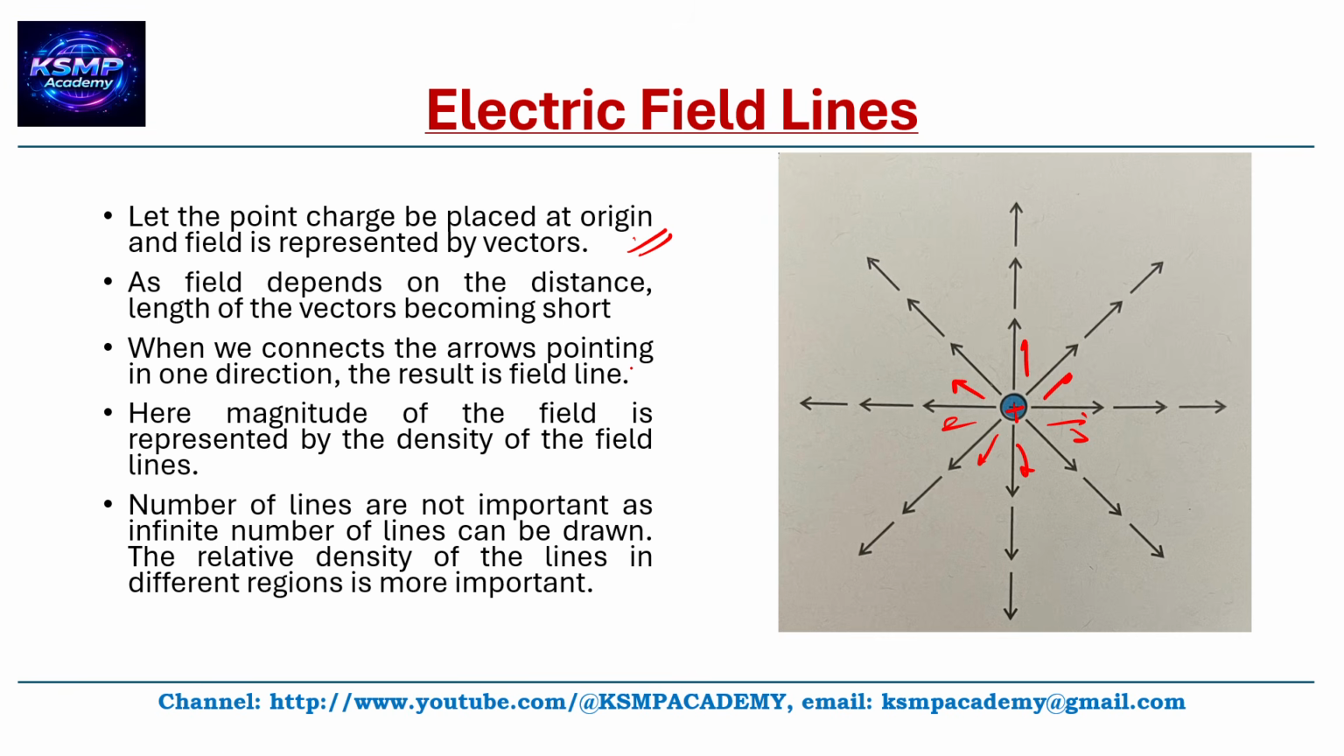So if we connect the arrows pointing in one direction, the result is a field line. And the magnitude of the field is represented by the density of the electric field lines. It is important that the number of lines is not important, because there may be an infinite number of lines which can be drawn. So what matters is the relative density, which gives the idea of how intense the field is.